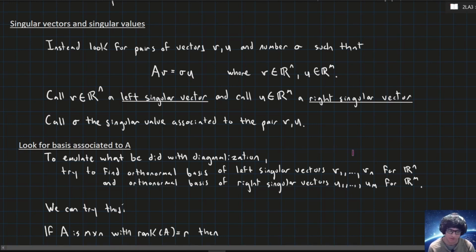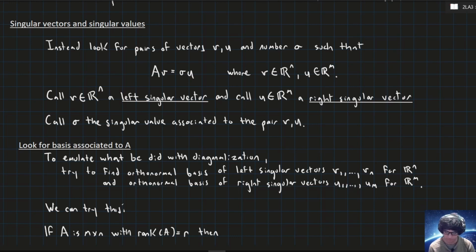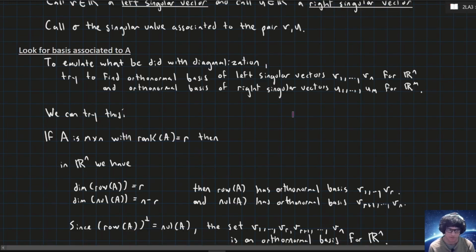Now we have two subspaces to take care of, Rn and Rm. We want our basis for Rn to draw from the set of left singular vectors, so that's why we're calling them v's. And we want our basis for Rm to be right singular vectors. That's why we call them u's. So we don't have eigenvectors to work with now. How can we set up these bases, or think about these bases?